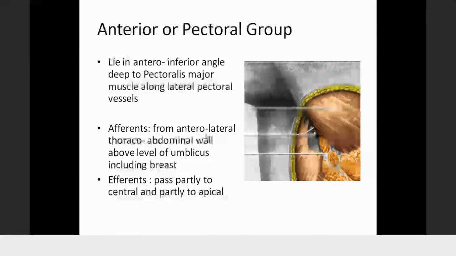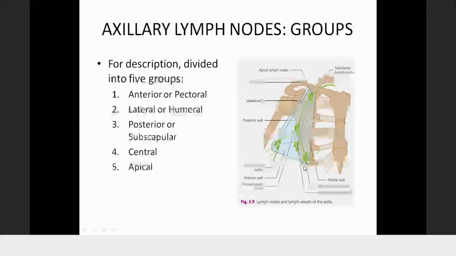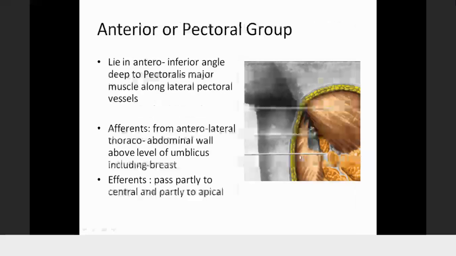Then coming to the anterior or pectoral group of lymph nodes. They are present in the antero-inferior angle of axilla. This is the antero-inferior angle of axilla, and they lie deep to the pectoralis major muscle. This muscle is pectoralis major. So deep to this, they are present.